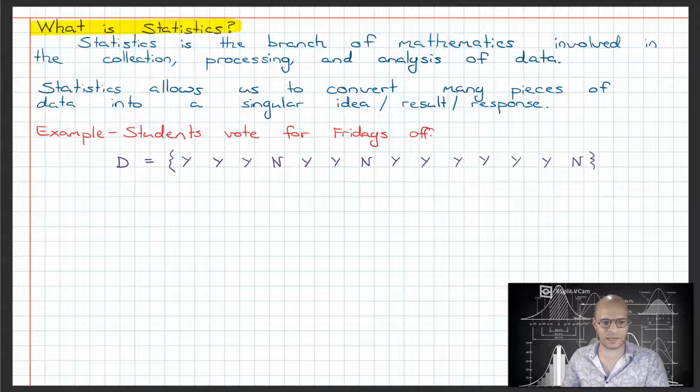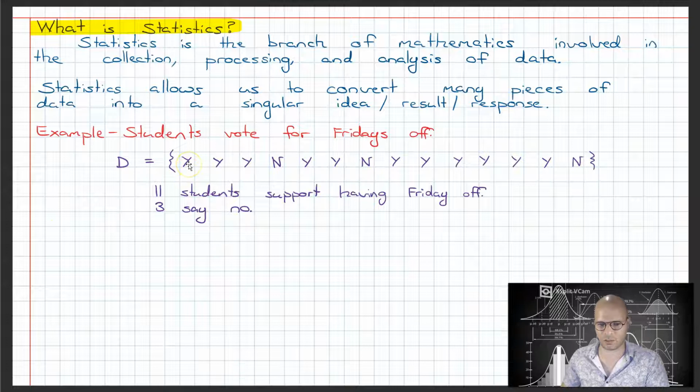Now the data from that is represented as shown over here, so not very user-friendly. But breaking it down, if we say that all the y's represent yes and the n's represent no, then what we find is that we had 11 students that said they would like to have Friday off, and 3 students said they didn't want to have Friday off. Now using statistics, we're able to come to a consensus that based on results, you will not have Friday off, you'll come to school.